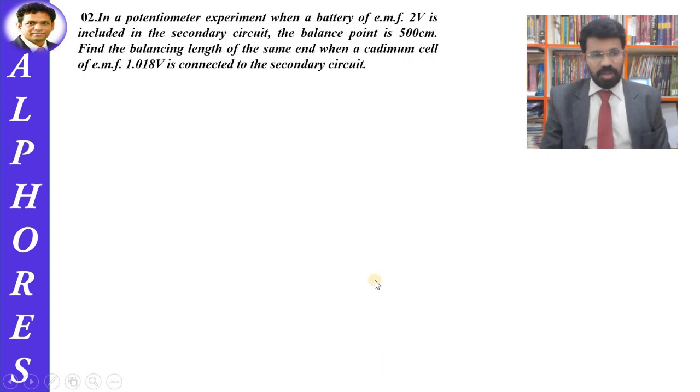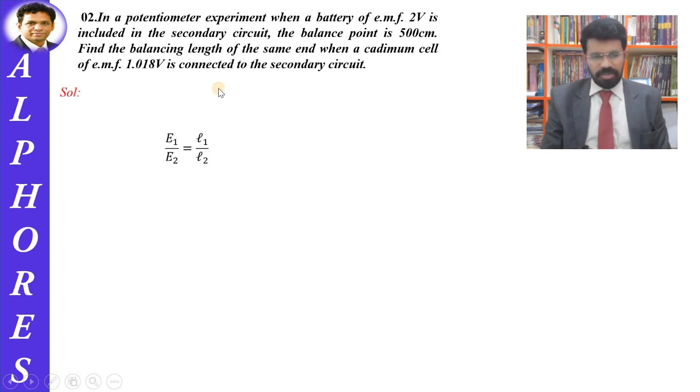Let us try one small problem. In a potentiometer experiment, when a battery of EMF 2 volts is included in the secondary circuit, the balance point is 500 centimeters. So this 500 centimeters is the L1 value, and this 2 volts is the E1 value. Find the balancing length for the same setup when a cadmium cell of EMF 1.018 volts is connected to the secondary circuit. So we have to find L2. This time another cell is connected whose EMF is 1.018.